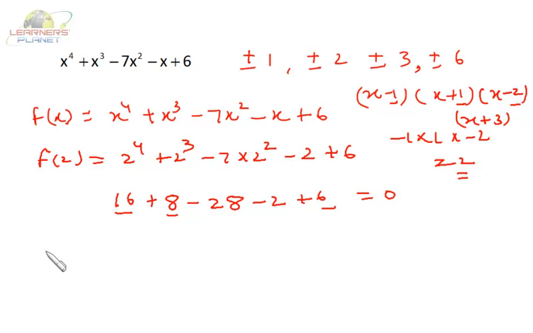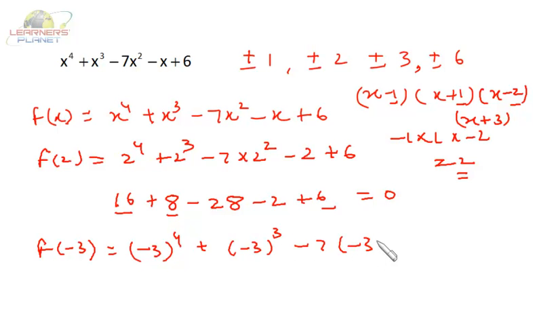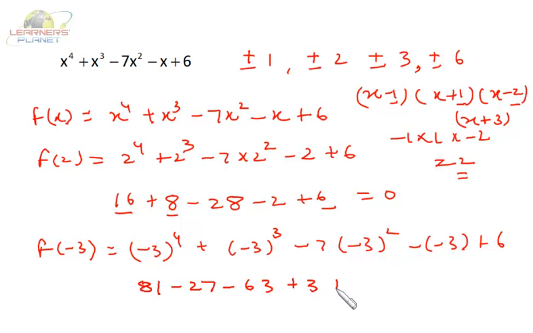So let's put the value of x as minus 3. So f of minus 3 is equal to (minus 3) raised to 4 plus (minus 3) cube minus 7 into (minus 3) square minus (minus 3) plus 6. So it's 81 minus 27, then it is minus 63 plus 3 plus 6. So we are getting 0.